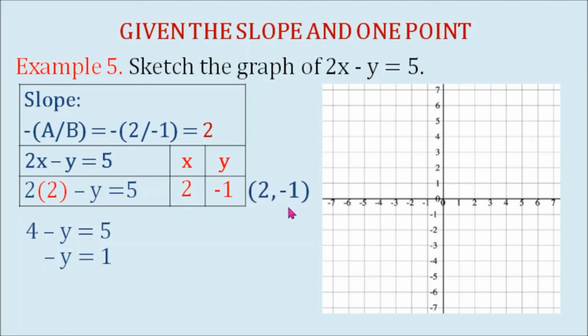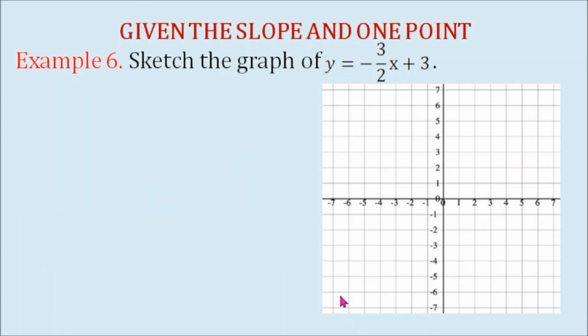Now we are going to plot the point 2, negative 1. It's here. And from this point, we are going to use the slope to find or to locate another point. 2 means 2 over 1. So that means we are going to move vertically upward 2 units and then horizontally 1 unit. And we have another point. Now we are going to connect these 2 points with a straight line, and this is the graph of 2x minus y equals 5. Example number 6.